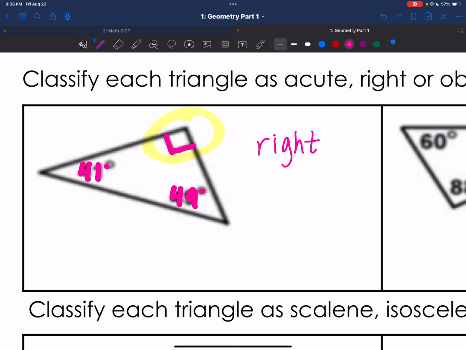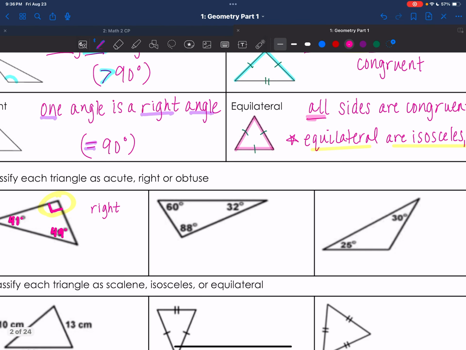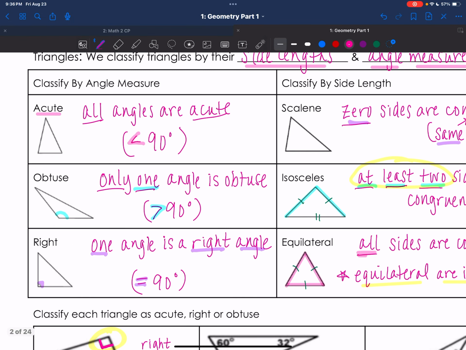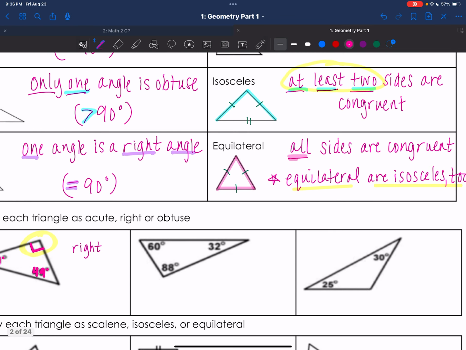All right, so you need to look at all of the angles, and remember, if all the angles are less than 90, it's an acute. If one angle is obtuse, the whole triangle is obtuse. And if one angle has a right angle, then it's a right triangle. So go ahead, finish those.